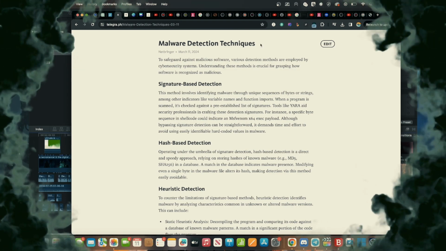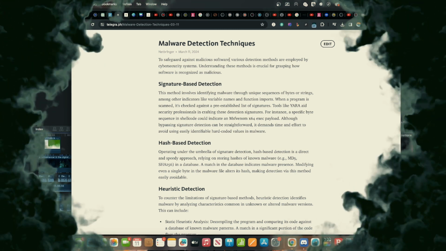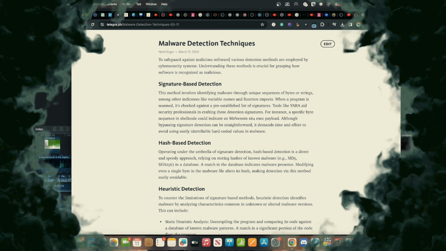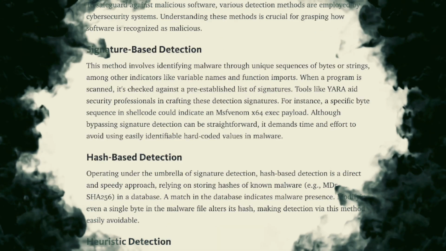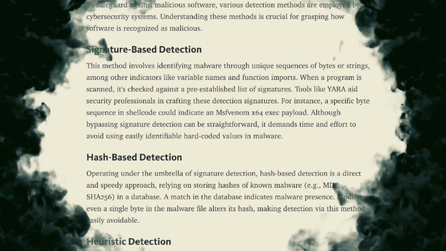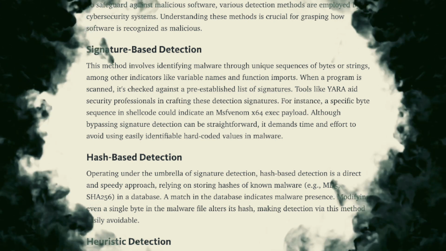To safeguard against malicious software, various detection methods are employed by cybersecurity systems. Understanding these methods is crucial for grasping how software is recognized as malicious.